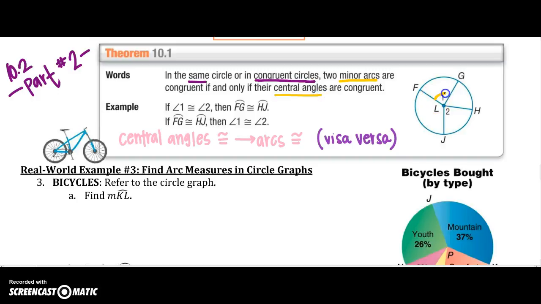So if angle 1 and angle 2 were congruent, or both of them were 40 degrees, because of what we learned before, we also know that arc FG would be 40 degrees because of its central angle, and so would arc JH be 40 degrees. So that's why it's saying that if our central angles are congruent, then our arcs are congruent, or you can say vice versa. Either one of those works.